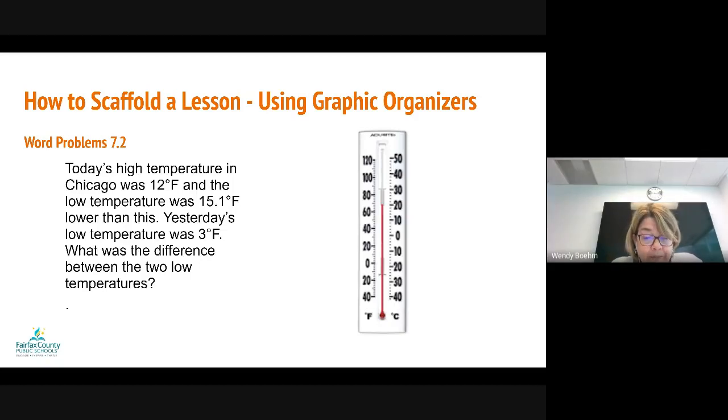If you look at the problem, it says that today's high temperature in Chicago was 12 degrees Fahrenheit. The low temperature was 15.1 degrees Fahrenheit lower than yesterday. Yesterday's low temperature was 3 degrees Fahrenheit. What is the difference between the two low temperatures? Using gradual release and completing a word problem on grade level, we can assist the students' understanding of this problem, and we can scaffold it using a graphic organizer.